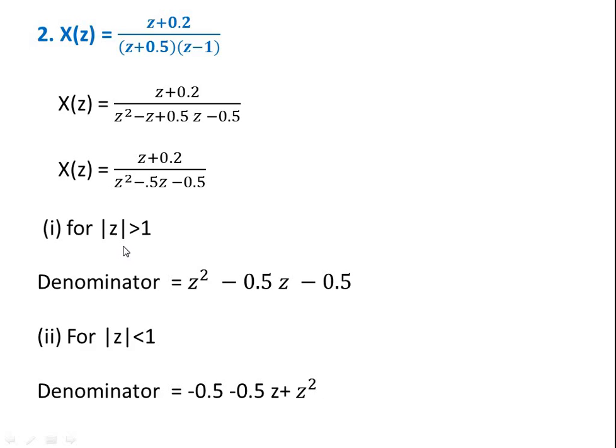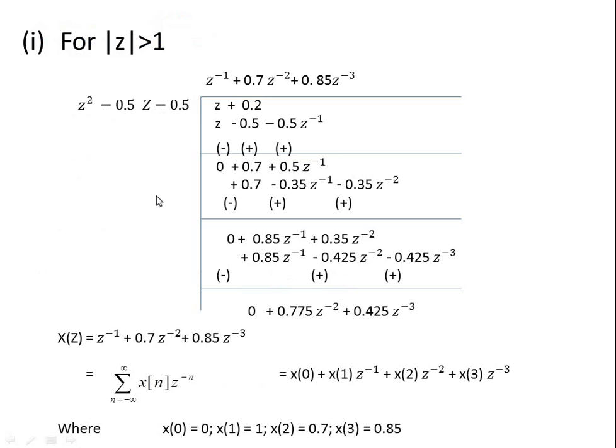If it is for a causal sequence, we need not change the order of the denominator of x of z. If it is for anti-causal or non-causal, we have to reverse or change the order of the denominator of x of z. So for modulus of z greater than 1, we start the divisor from the highest degree of z till the numerical constant. Our aim is to bring the remainder to 0. Until we bring the remainder to 0, we have to keep on dividing the dividend by the divisor.